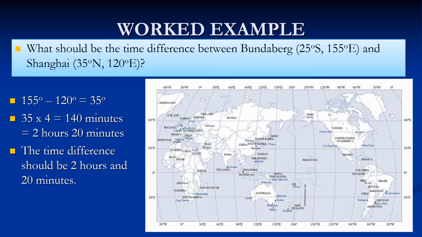Okay, what should be the time difference between Bundaberg, 25 degrees south, 155 degrees east, and Shanghai, 35 north and 120 degrees east? Well, we need to look at our east-west coordinates. And what did we say? We said it's 15 degrees per hour rotation. So we just do 155 take 120, well, that's 35 degrees. And then we can say 35 divided by 15, and that should be 2 and a bit.